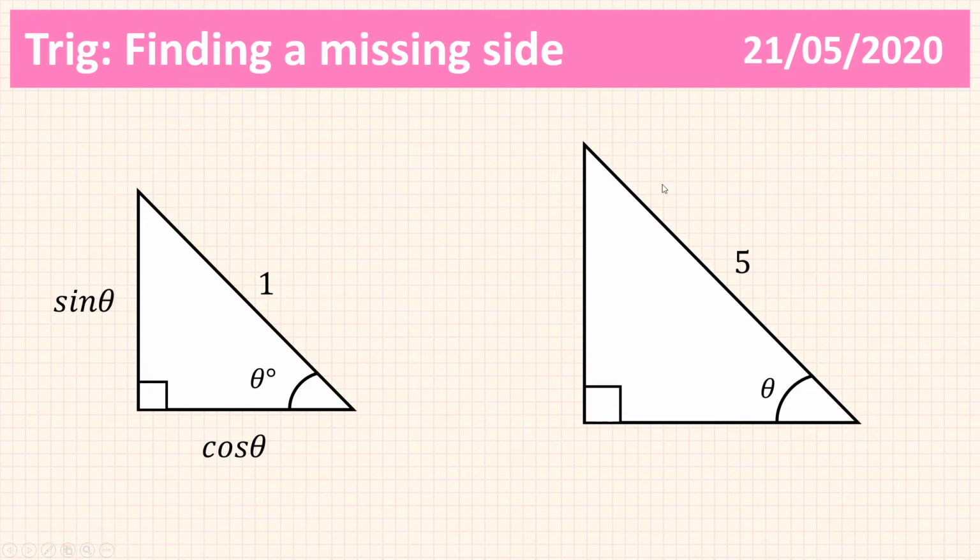So we know that the hypotenuse has been made 5 times bigger. That means we're going to have to make each of the sides 5 times bigger. So we'll end up with 5 lots of sine theta and 5 lots of cos theta, similar to what we did before where we made it 10 times bigger, we just multiplied each of the sides by 10.